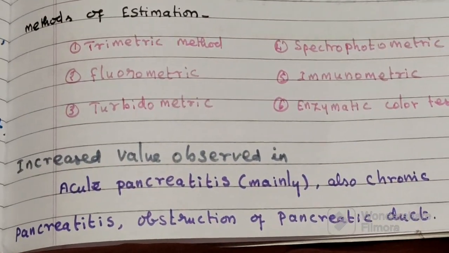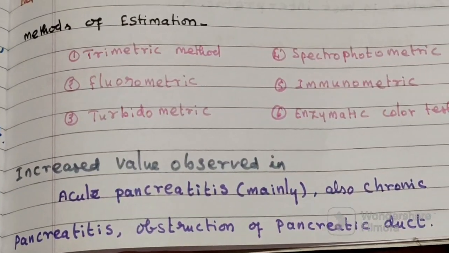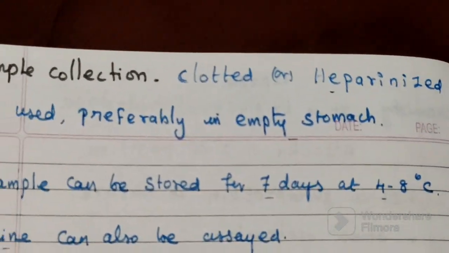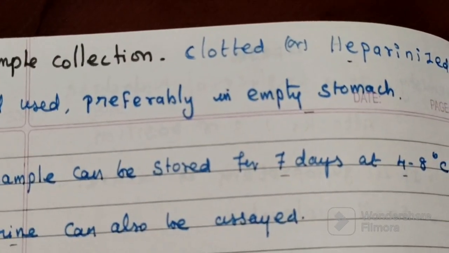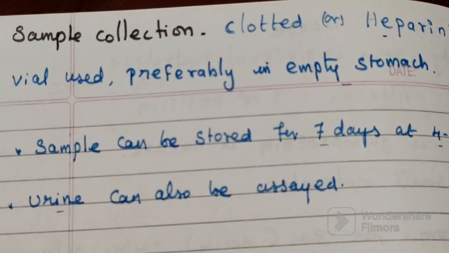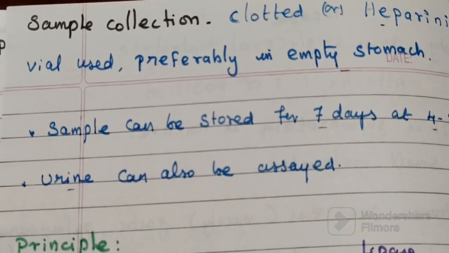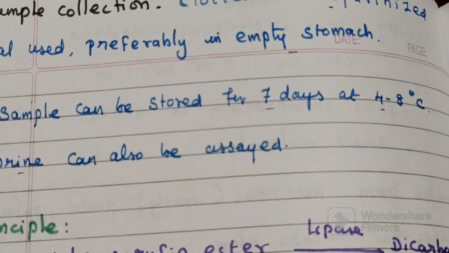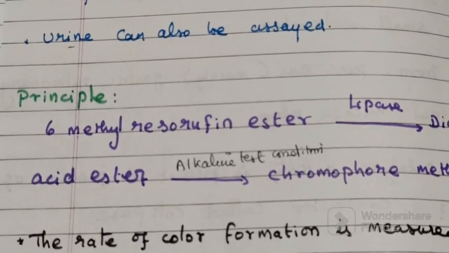It also occurs in chronic pancreatitis and obstruction of pancreatic ducts. For sample collection, the blood sample is collected using a clotted or heparinized vial, mainly collected on an empty stomach. Sample can be stored for 7 days at 4 to 8 degrees Celsius. Urine sample is also used.